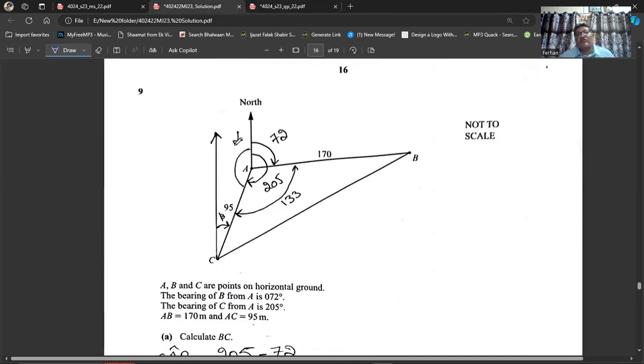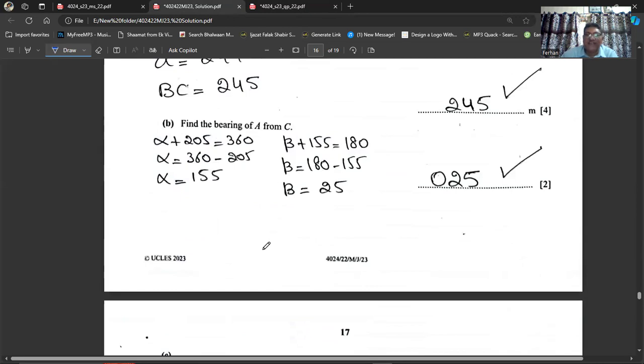So first of all I will find alpha. Alpha will be 360 minus 205. Once you know alpha, alpha plus beta will be 180 because they are the allied angles of the parallel lines. Once you know beta, beta is the bearing of A from C. A from C means on C you draw a north, and from that north you go clockwise to the line CA. So that is angle beta. I just named it myself.